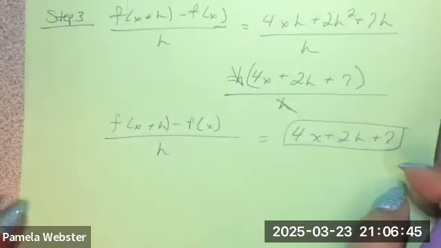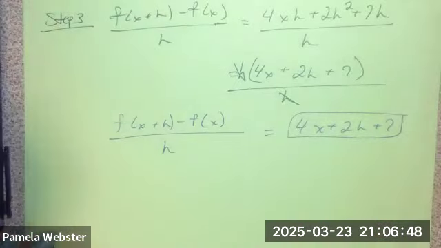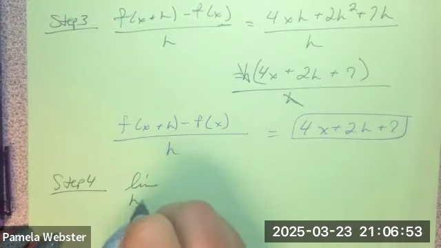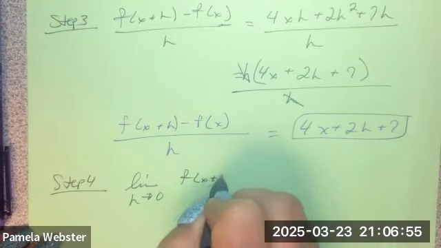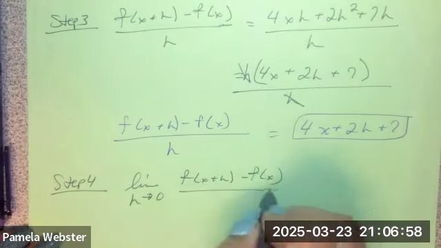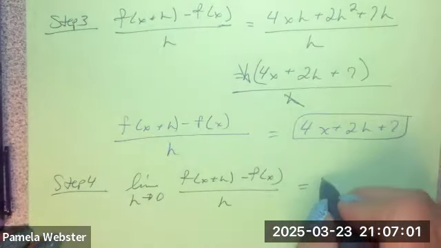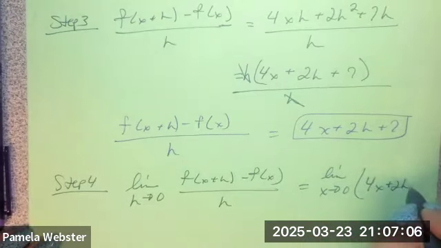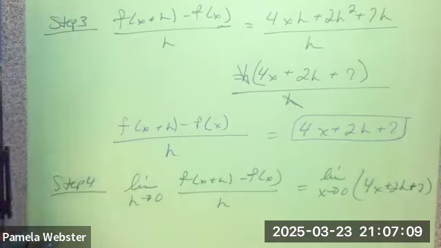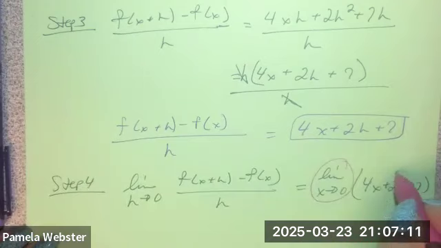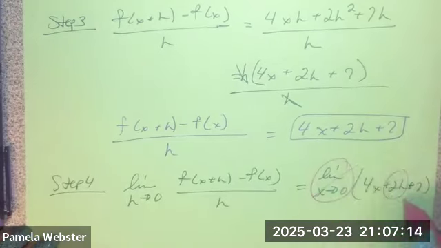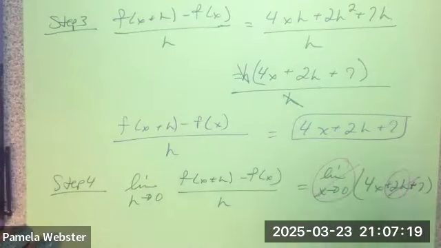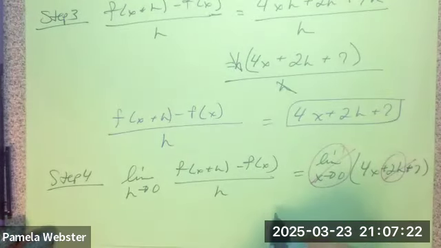Okay. And the last step here, again from the derivative, is to take the limit as h goes to 0 of all that stuff. So the limit as h goes to 0 of 4x plus 2h plus 7. Now, if you did your homework and followed all this through, you know this means plug in a 0 for h. It's a little more complicated than that, but that's the basics of what it means.